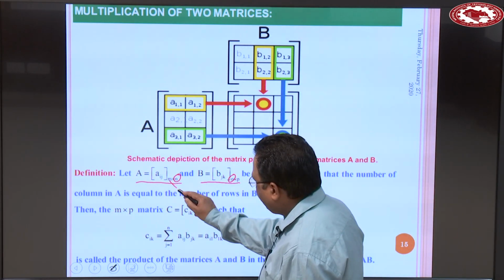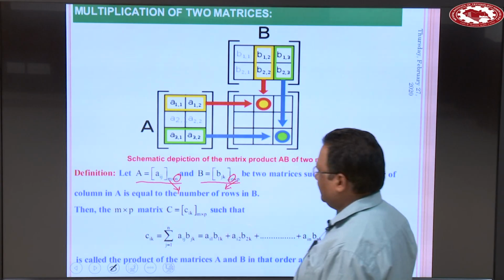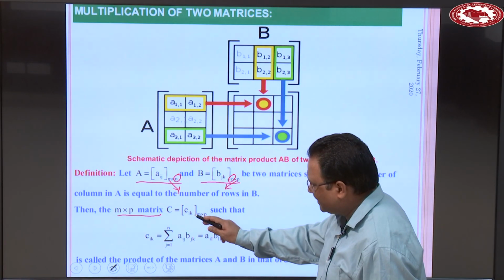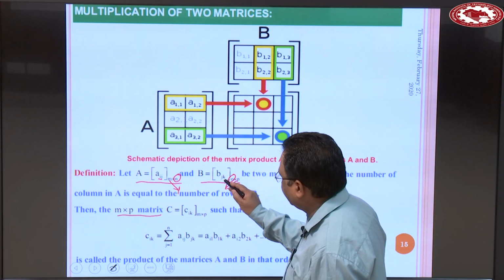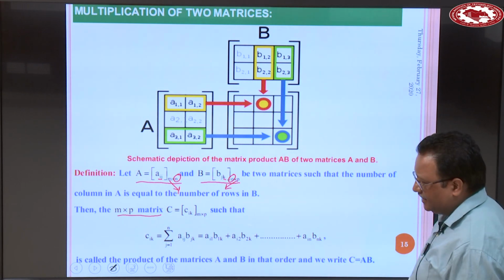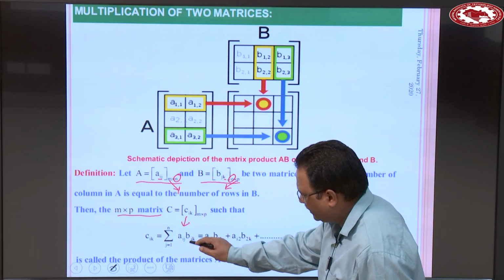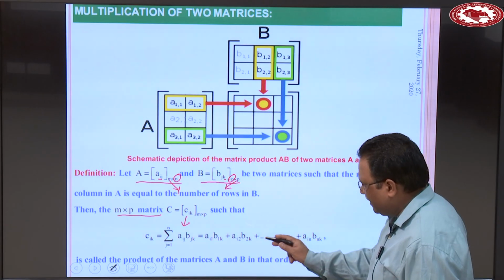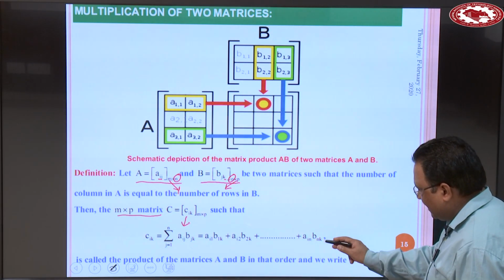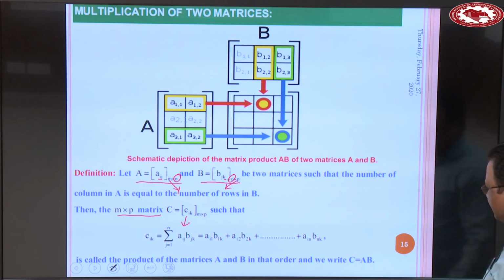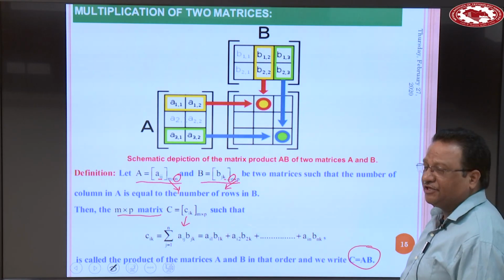Then the m by P matrix C, which is equal to [cik], order m by P, such that cik is equal to summation aij bjk, j varies from 1 to n, means ai1 b1k plus ai2 b2k plus and so on ain bnk, is called the product of the matrices A and B in that order, and we write C is equal to A into B. So this one is the definition of multiplication of two matrices.